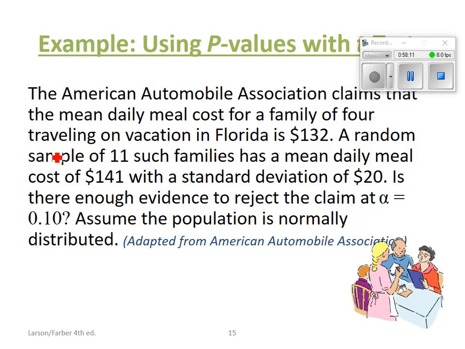Our mu is 132. Our X bar is 141. Our S is 20. Our N is 11. And we look right here and we want the not equal to one. So go to not equal to, hit enter, and then we hit calculate. Now what are we going to use off of that screen? Draw. So don't hit draw. I did. It's pretty cool. Yeah, we don't want to draw this time.